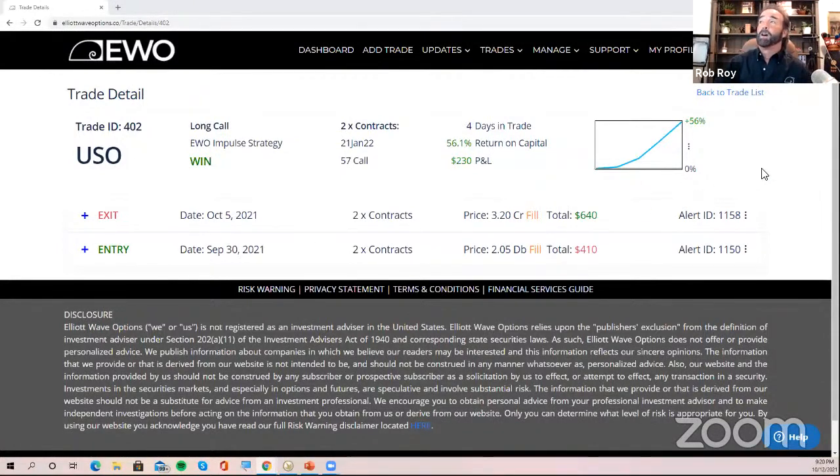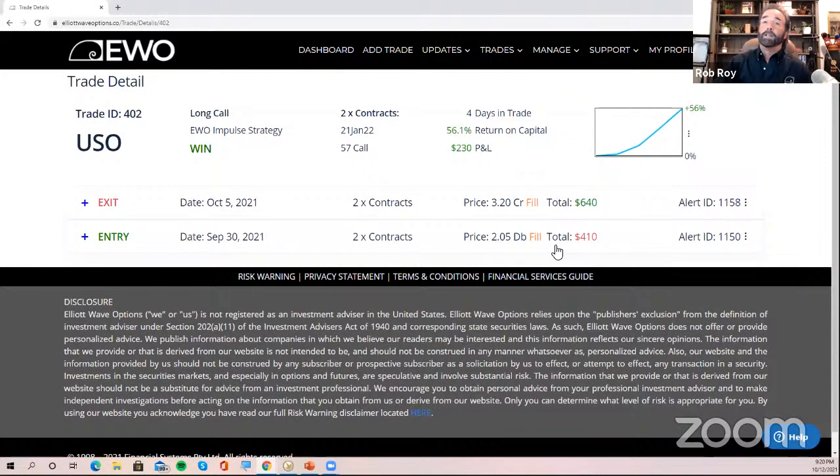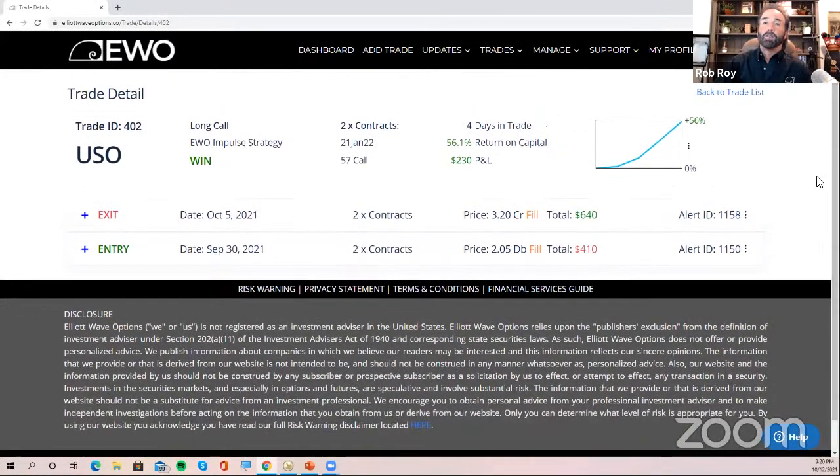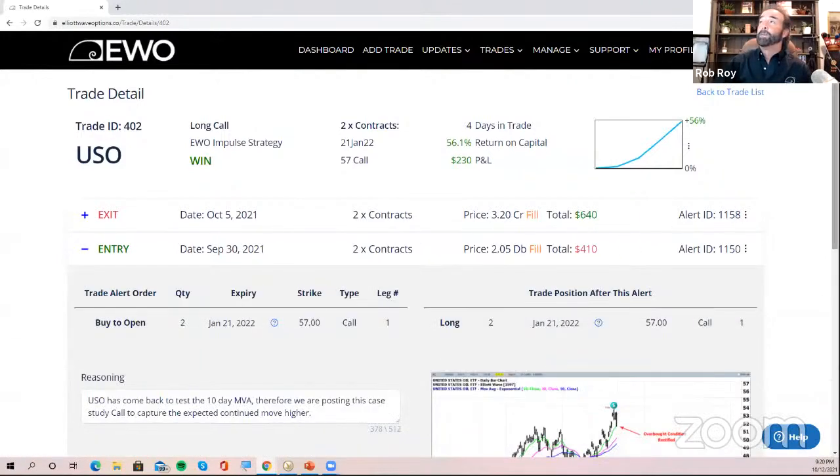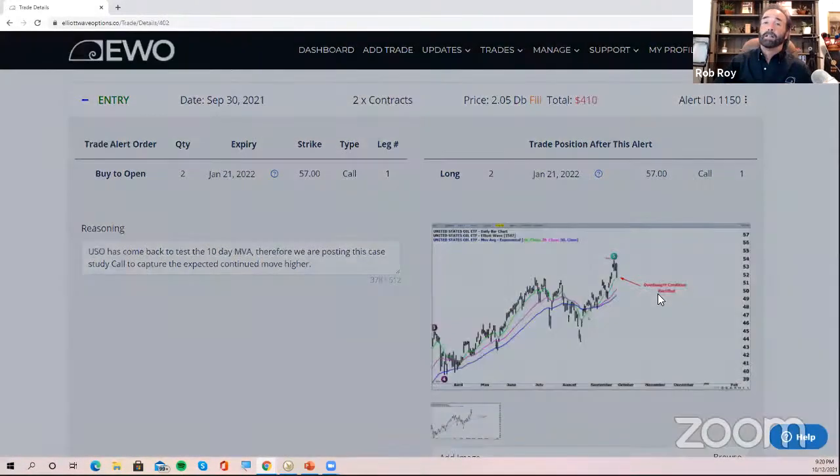We'll take a look at this chart. So we did the UNG last week, which is natural gas. So we'll do oil this week, both of them in that energy sector. So our entry was on September 30th. And take a look at this chart.